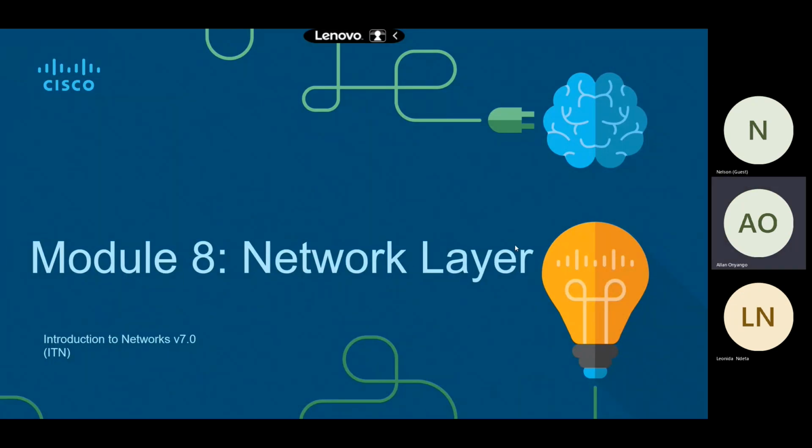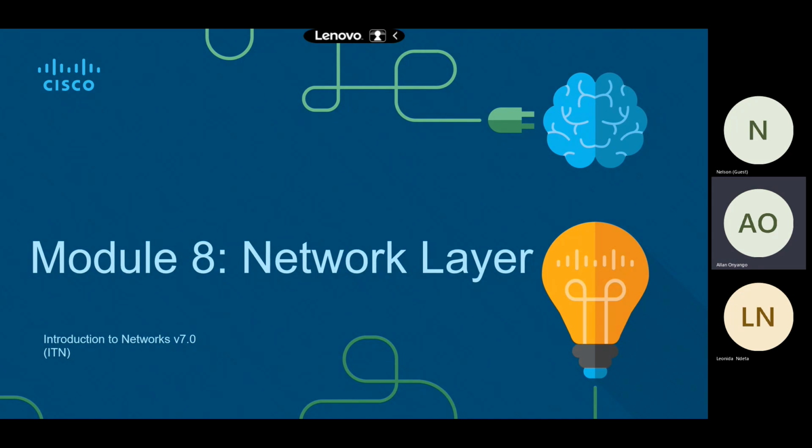All right. So we want to start this off. We are going to talk about the network layer. So again, welcome to this class. So the network layer, as we all know, is layer 3 of the OSI layer.